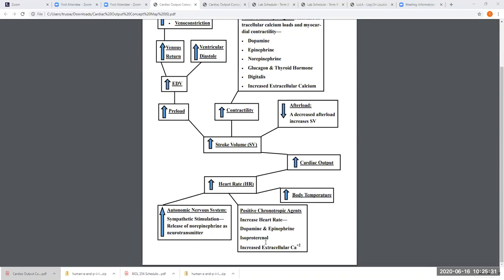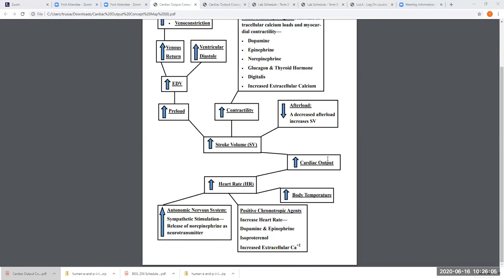Isoproterenol is another drug that you may give. This is going to help increase cardiac output in people. It is a drug that mimics epinephrine and norepinephrine on the heart, so it binds to the same receptors that epinephrine and norepinephrine bind to and helps increase cardiac output in your patient. And if you increase calcium loads on the outside of the cell, more calcium can get into the cell as the channels open. That's why moderate increases in extracellular calcium can make your heart rate go up a little bit.